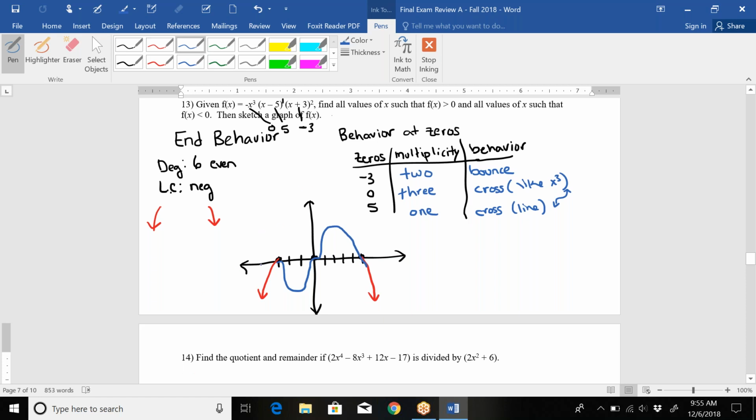Now, we don't know what the max and mins are of these little loops and humps, and that's something you really can't figure out until calculus. So this is all we're wanting, just a rough sketch.